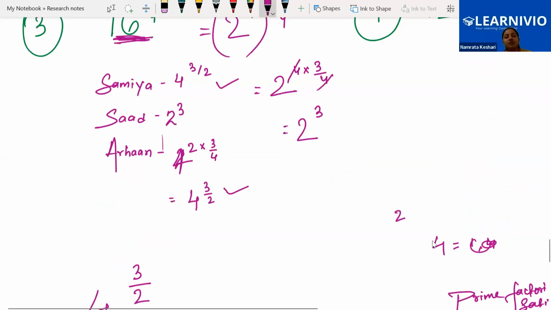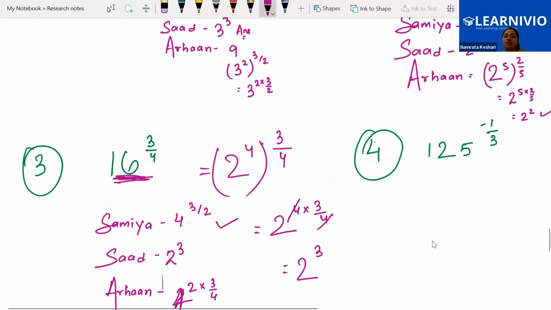Let's do the last one. 125 to the power minus 1 by 3. Please do it. Ma'am, the answer is 1 by 5. The answer is 1 by 5. Who said? Shad, you said? Yes, ma'am. The answer is 1 by 5.